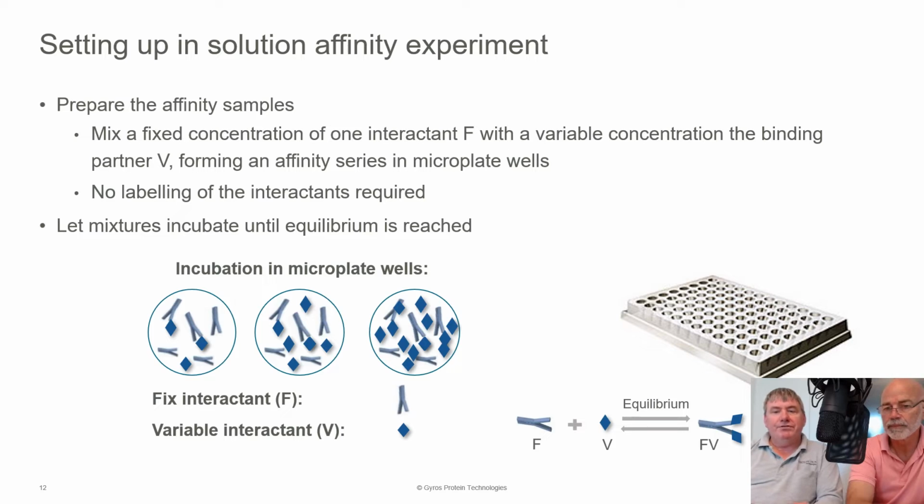So after we've done our concentration curve and you've worked out what fixed concentration you're going to use, you then need to prepare your affinity sample. As mentioned, we mix a fixed concentration of one interactant that we've chosen from the previous experiment with a variable concentration of the binding partner. So effectively you look at different concentrations against a fixed concentration, and then you form an affinity series in the microplate wells. Because you're actually interacting offline, there is no labeling of the interactants.